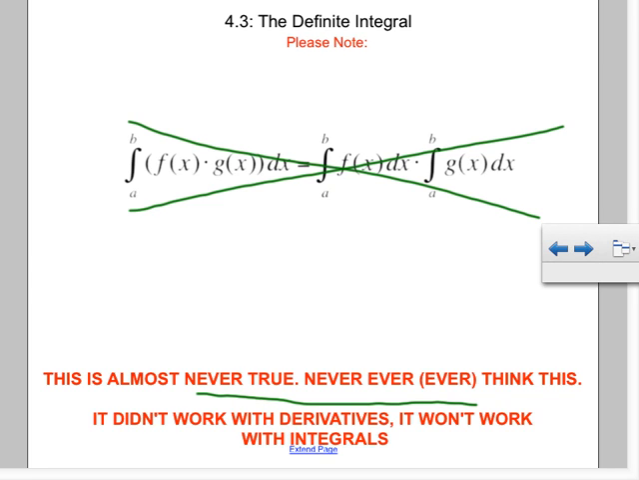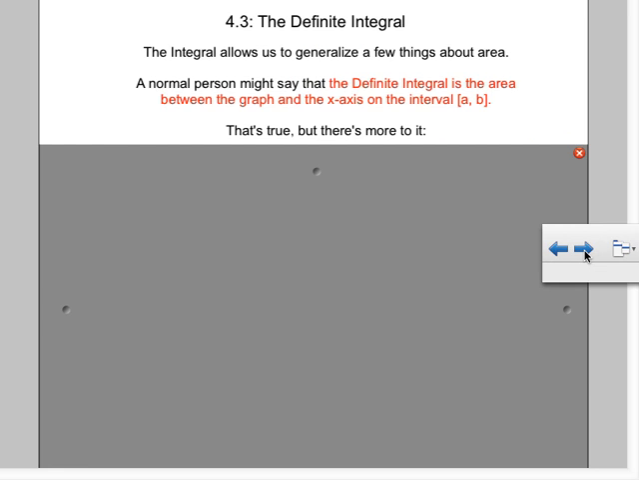There will always be questions like this on the AP, on my tests and formatives, that essentially ask you, like, I'll give you two integrals and then ask, can you multiply them together? Like if one integral is equal to 5, the other integral is equal to 7, and then I might ask, is the integral times that integral equal to 35? And you're supposed to say, no, not necessarily. All right, let's take a look at a few other examples here. The integral allows us to generalize a few things about area.